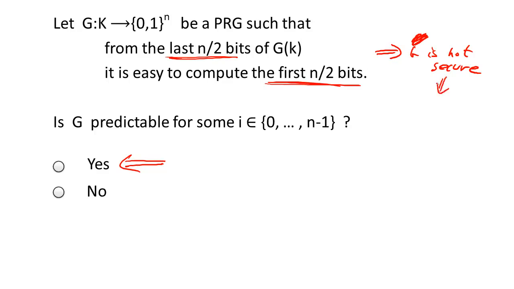But if G is not secure, by Yao's theorem, that means that G is predictable. So in other words, there exists some i for which, given the first i bits of the output, you can compute the i plus first bit of the output. And so even though I can't quite point to a predictor, we know that a predictor must exist. So that's one cute, simple application of Yao's theorem.